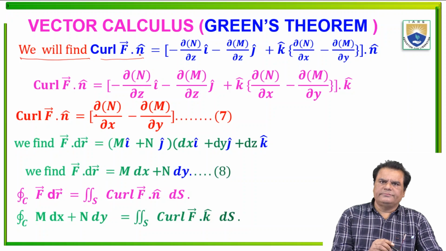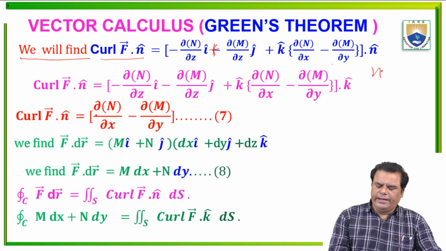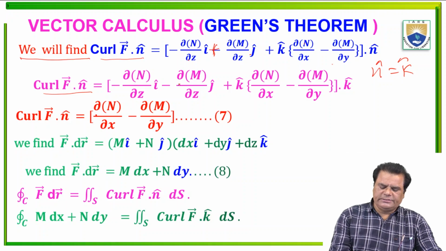Curl F dot n. So what is curl F? Curl F is minus ∂n/∂z i plus ∂m/∂z j plus k times (∂n/∂x minus ∂m/∂y), dot n. Putting n equal to k. So now curl F dot n: minus ∂n/∂z i, and minus ∂m/∂z j, and plus, this is plus sign, k times (∂n/∂x minus ∂m/∂y). This k is the k vector.